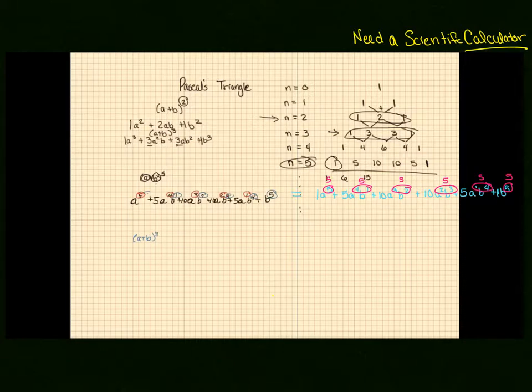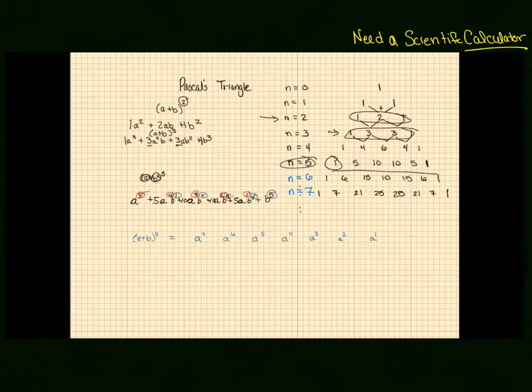I'll have my coefficients 1, 5, 6, 1, and then 1, 7, 21, 35, 35, 21, 7, and 1. Okay, so there's my coefficients. So now I'm going to put my a's down first. So I've got a to the 7th, a to the 6th, a to the 5th, a to the 4th, a to the 3rd, a to the 2nd, and then just a to the 1st. So we've got 7, 6, 5, 4, 3, 2, 1.